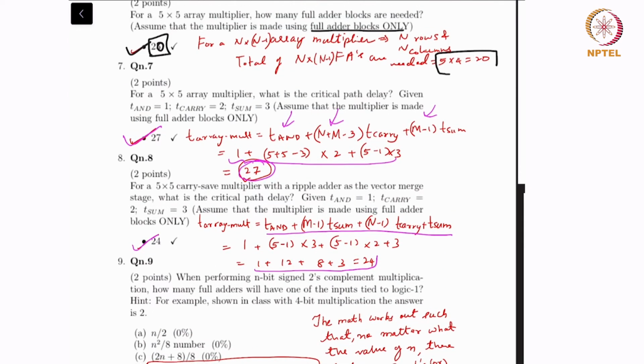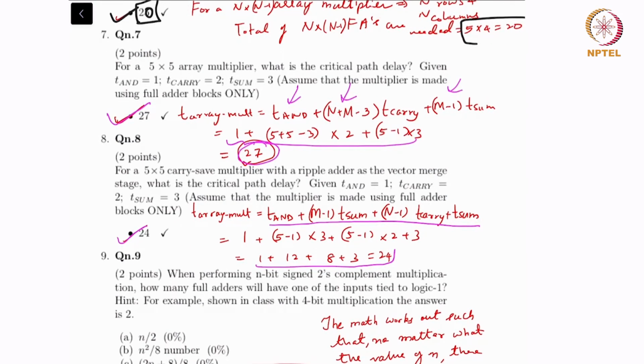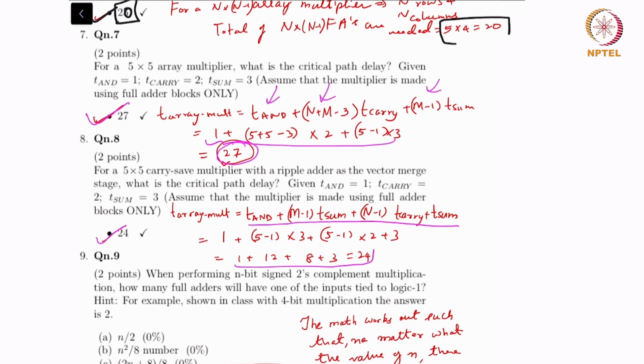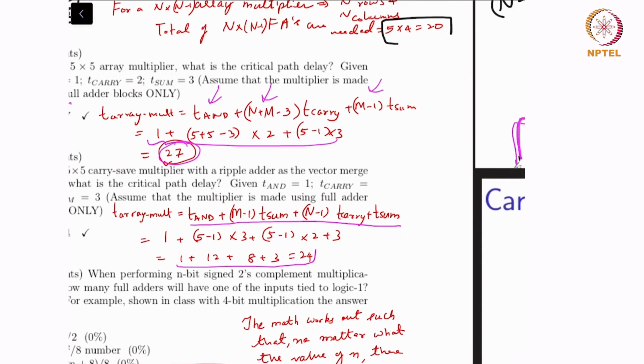We will look at question 8 now. For a 5 cross 5 carry save multiplier with a ripple adder as the vector merge stage, what is the critical path delay? Given t and is equal to 1, t carry is equal to 2, t sum is equal to 3. Right? So again, we will go back and look at what we have done in the class.